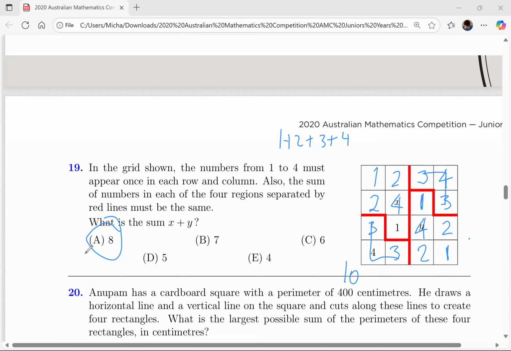Alright, that's question 19, AMC Junior 2020.